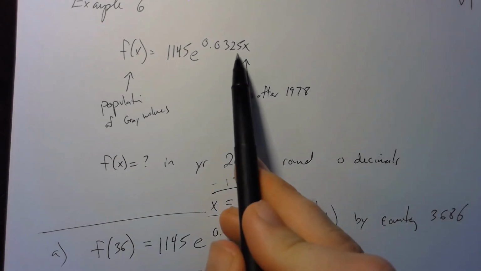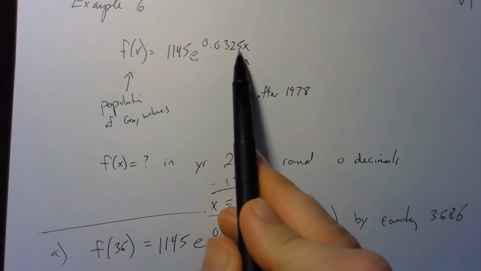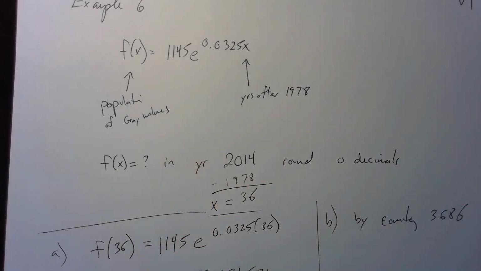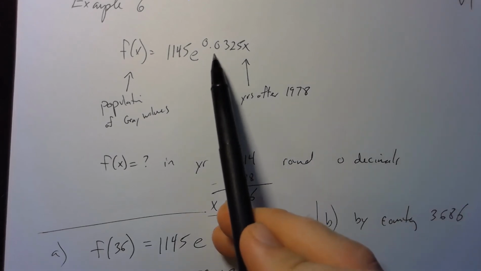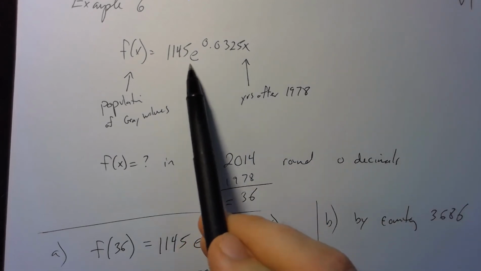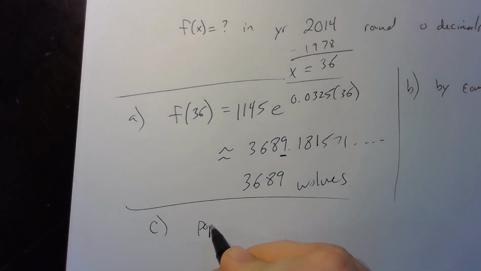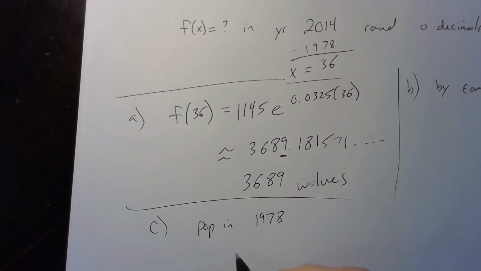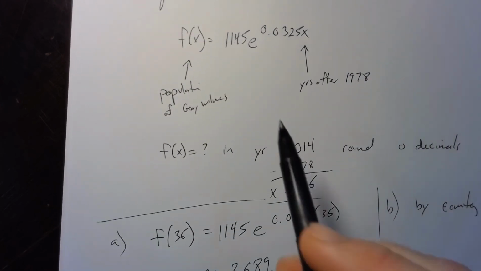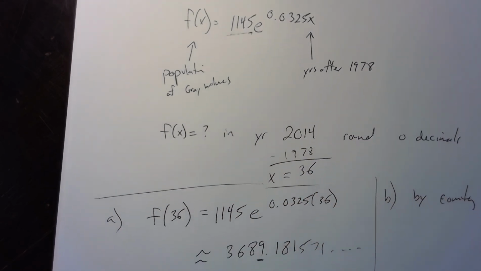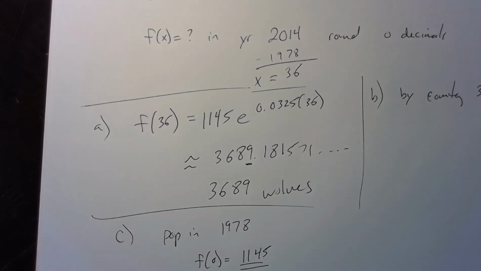Because if I plug 0 into here, I go from inside out. Multiplication of this times 0 is 0. e to the 0, anything to the power of 0 is 1. So I have 1145 times 1, which is 1145. So if I asked for what's the population in 1978, I could say the population f of 0 would be equal to 1145. And that first value in the function is generally going to be your starting value, unless there's additions or subtractions on the outside of that function. But that's how you deal with applications of these exponential functions.